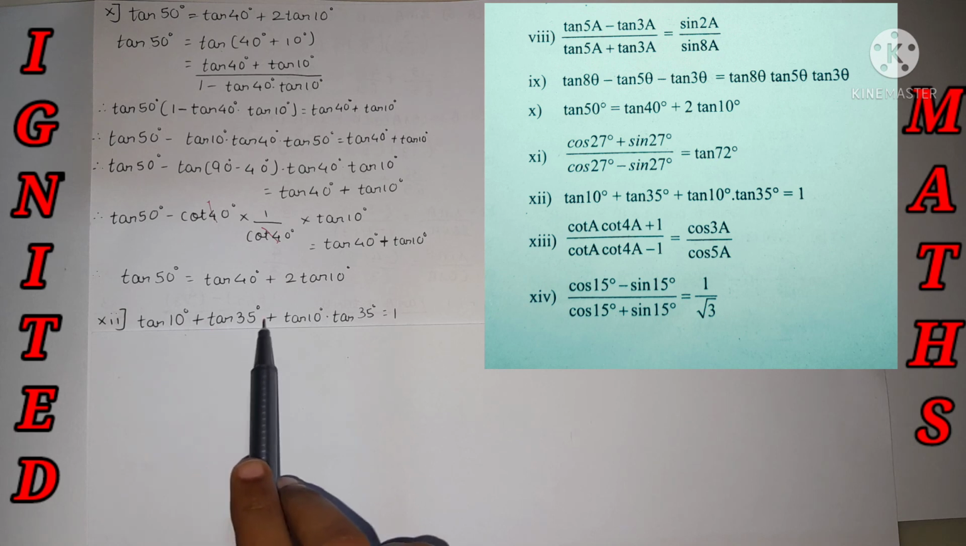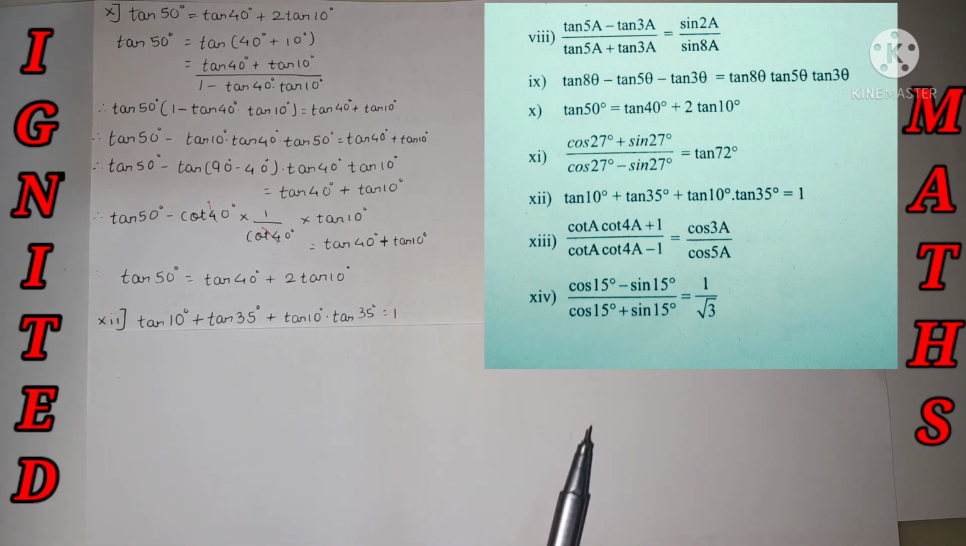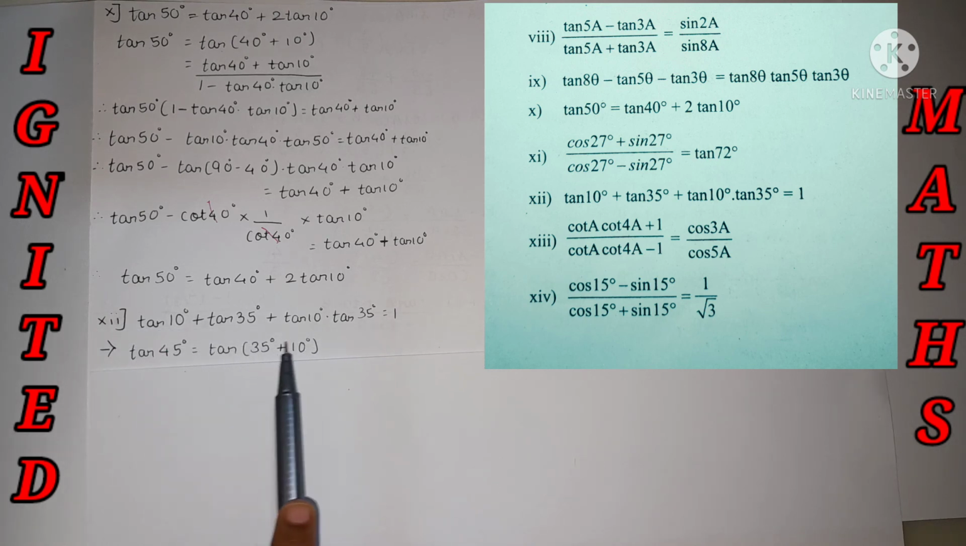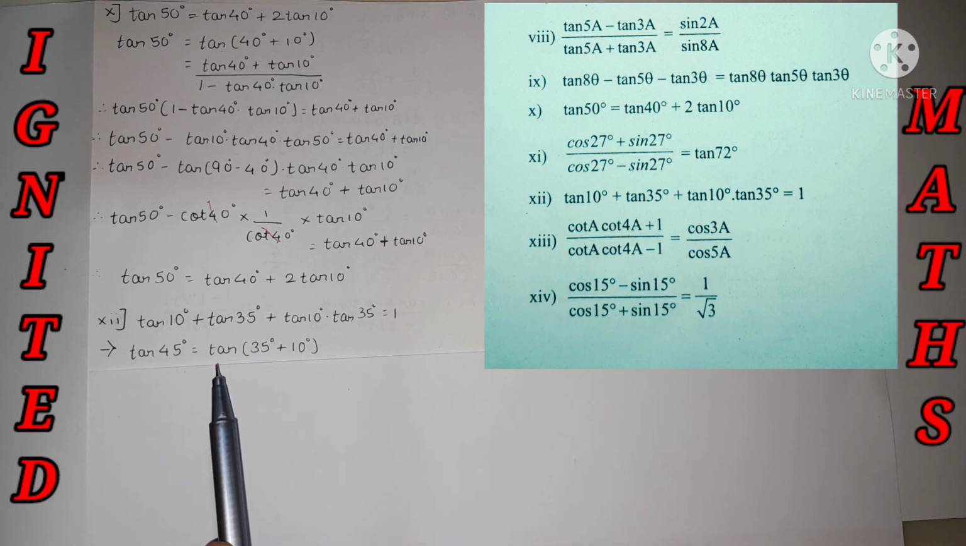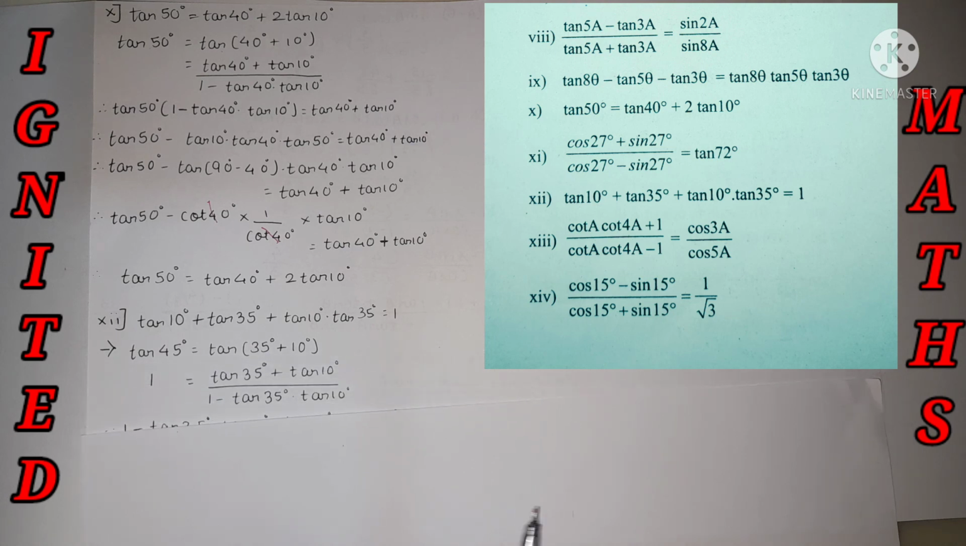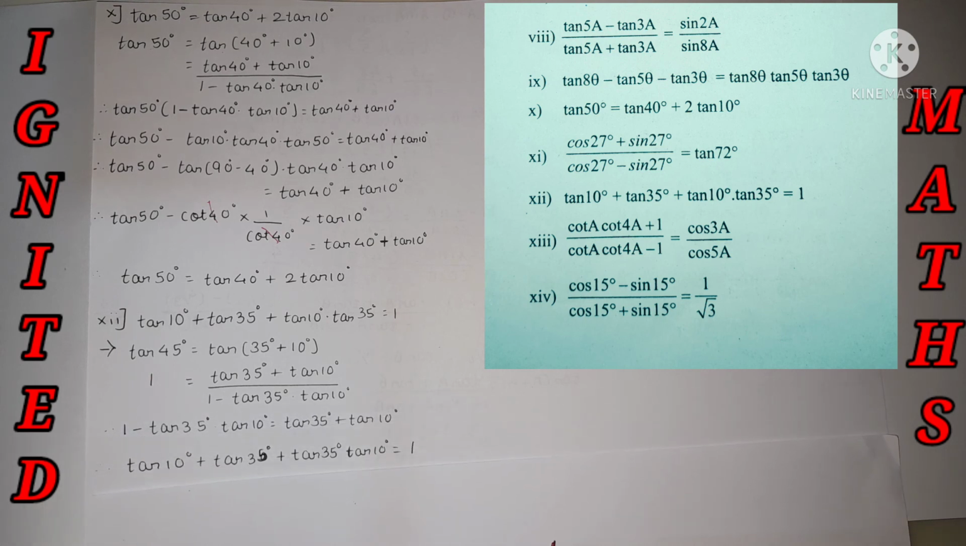Tan 10 degree plus tan 35 degree plus tan 10 degree into tan 35 degree. So tan 45 is nothing but 35 plus 10 degree. Yes, 45 is equal to 35 plus 10, and we can apply the tan A plus B formula. Yes, tan A plus tan B divided by 1 minus tan A tan B. And tan 45 is nothing but 1. Yes, tan pi by 4.